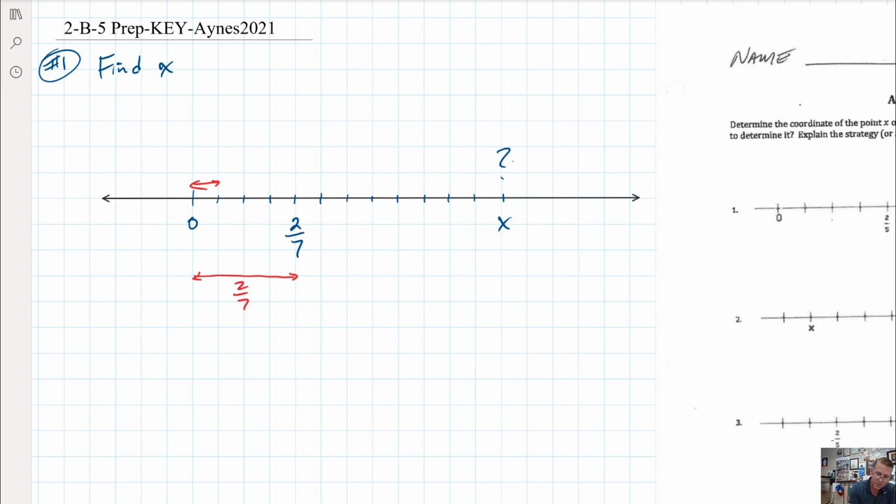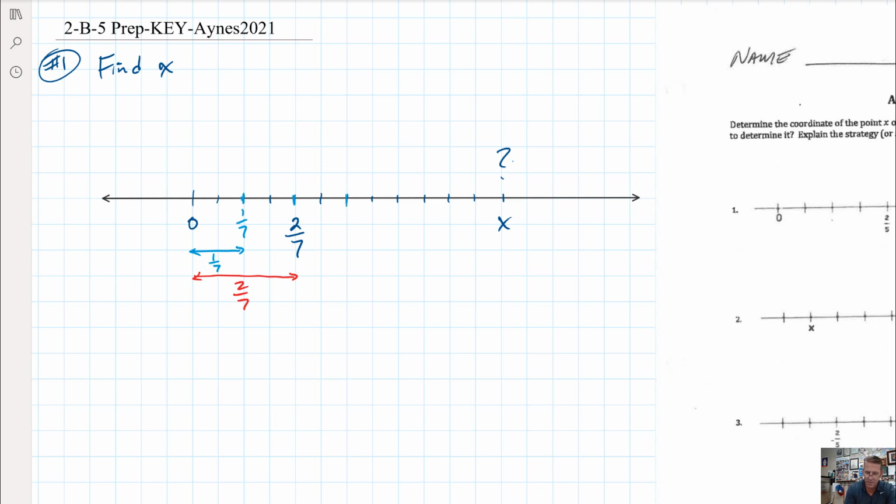I do know that. And there are different ways to approach this, by the way, so we'll approach it from different angles. If I know that that distance is 2/7, I know that half of 2/7 is 1/7. So this distance right here should be 1/7, because half of 2/7 better be 1/7. So right now I know that this is 1/7, which is kind of nice. So what we could do is count by 1/7. Every 2 units is 1/7.